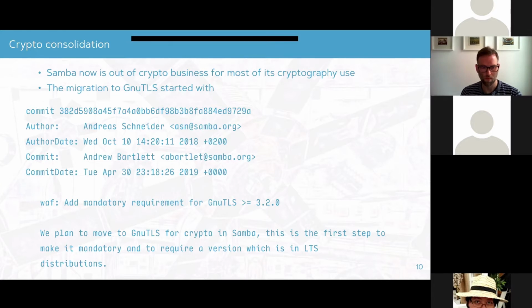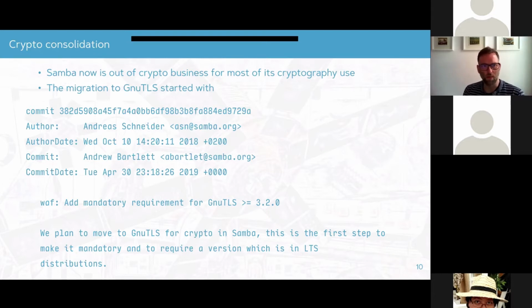So that started in 2018 with the rewrite to use GnuTLS as the primary source of crypto for Samba. Andreas, can you start, maybe give a bit more overview of this?